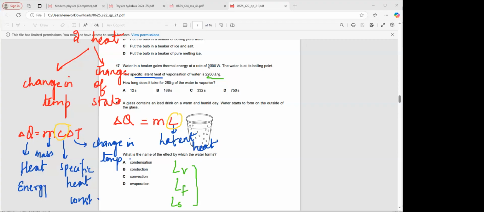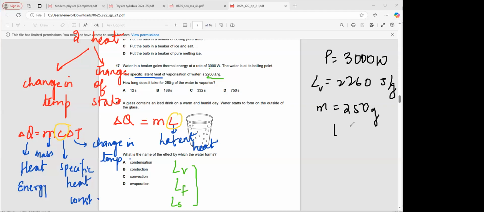Now the question has given you power. We are going to give you the latent heat of vaporization also, 2260 joules per gram, and the mass, that is 250 gram. But you tell us what should be the time. This is not a direct question. First, using these two concepts, M into L, we can at least get this delta Q. Yes, delta Q will be M into LV.